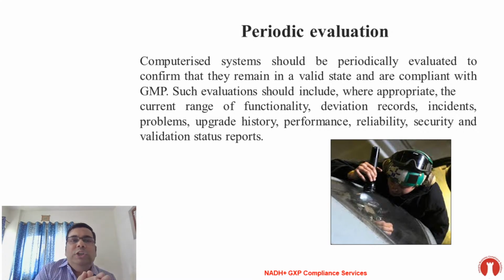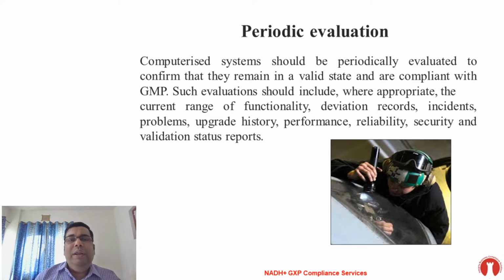Okay, such an evaluation should include, where appropriate, the current range of functionality, deviation records, incident problems. Means what? Now suppose 2 years before I started using this computer system, and now there are a lot of deviations raised, a lot of incidents, that I have to evaluate. If I am facing a lot of deviation or incident problems, then I think some functionality problem is there. Then I have to consult the engineer or the vendor.